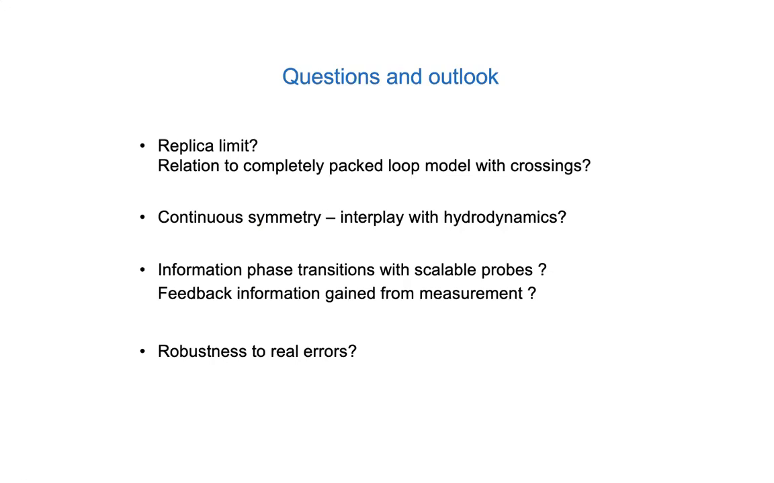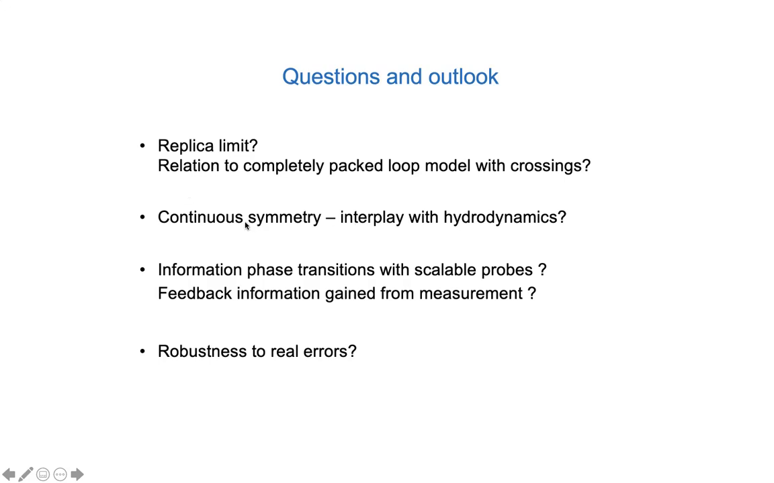And the outlook is, I didn't talk too much about the replica limit. We can discuss it a little bit. There is another way to address these fermion circuits, for example, in terms of loop models. And it's interesting to understand whether in all cases, these Gaussian fermion circuits are related to loop models with crossings. And actually, I think in these systems, if I'm not mistaken, it's not completely clear what the replica limit is also.